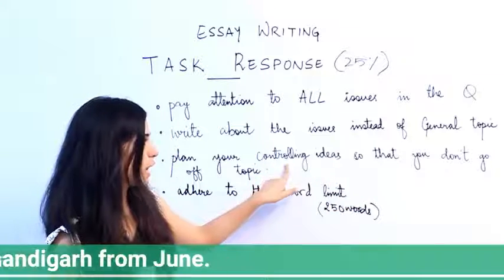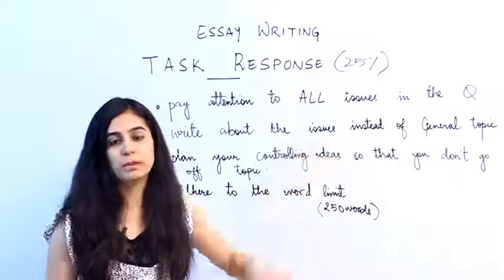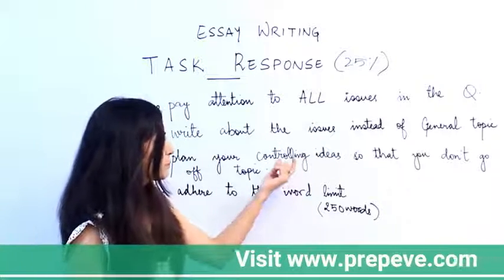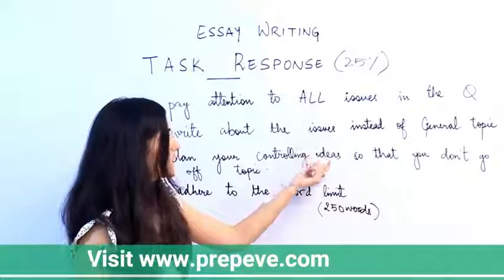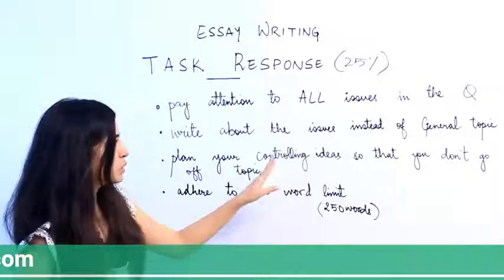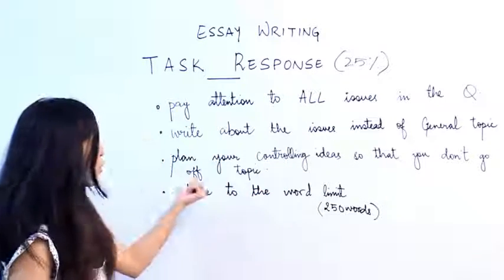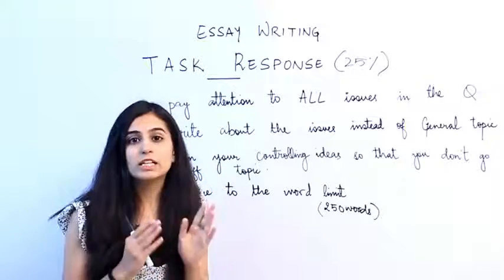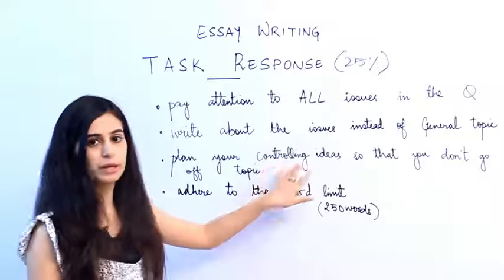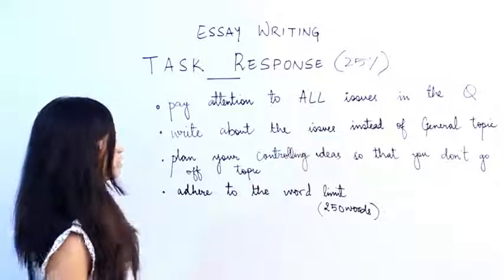First of all, controlling ideas should be related to the issue. If in advance you understand the question properly and understand what the issue at hand is, you will be able to create controlling ideas that are related to the issue and not the general topic, right? Number 2, controlling ideas would help you outline and structure your answer so that you don't go off topic or focus on the general topic. So this is another important factor. Controlling ideas should be related to your specific issue at hand and not to your general topic.